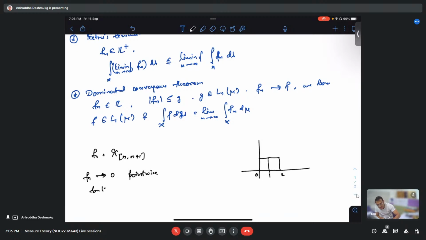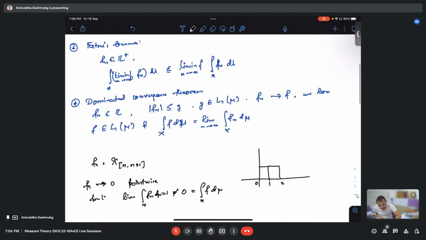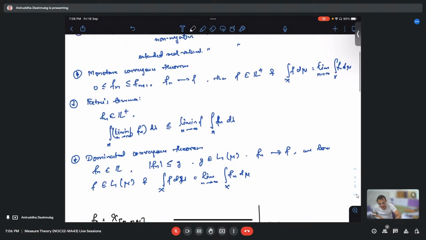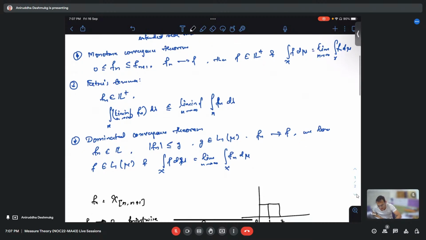but the limit of the integral of f_n is 1, which is not 0, while the integral of the limit f is 0. Here X is of course R. So all these interchanges of limits and integrations are not true in general, but there are certain conditions in which we can do the interchange directly, or at least we can have some estimate.